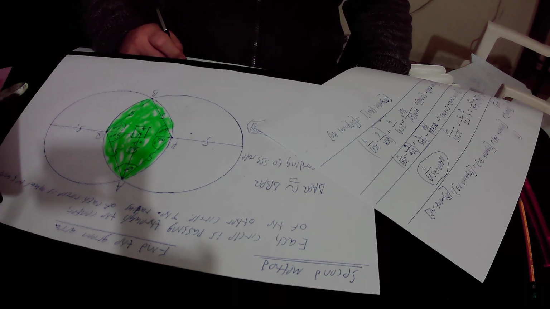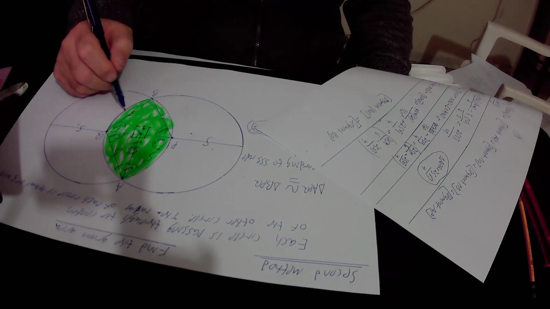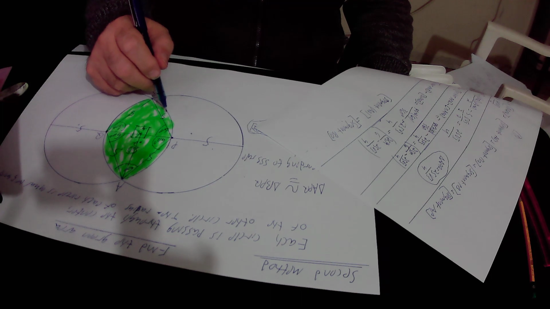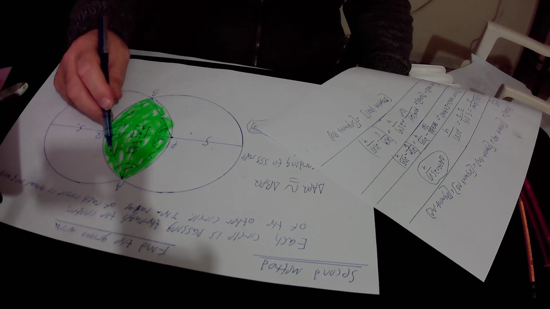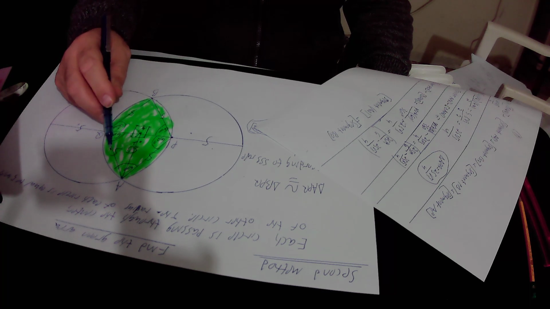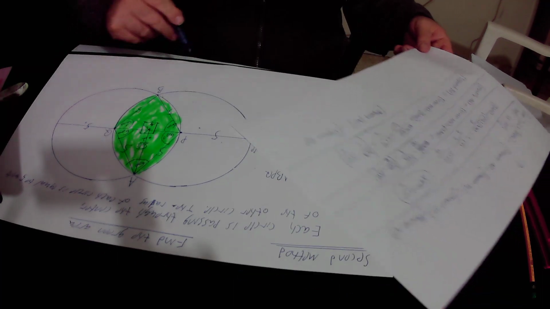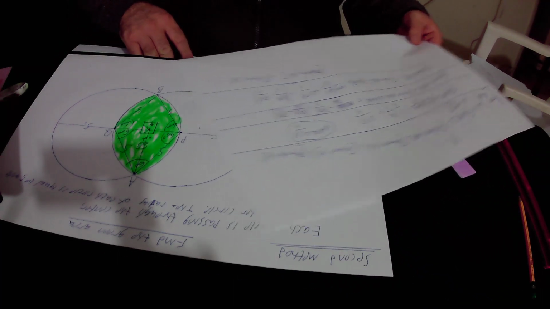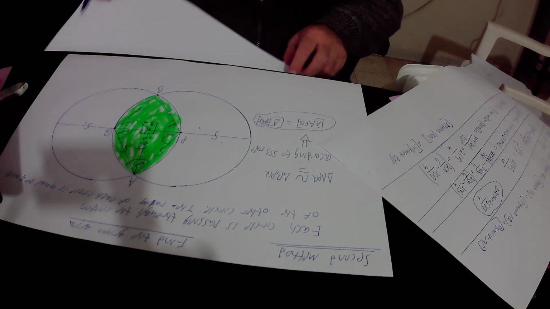Therefore, the area of those four segments, segment AQ plus segment QB plus segment PB plus segment AP, will be equal to 4 times the area of segment AQ, because the areas of those 4 segments are equal to each other. So we will multiply the area of segment AQ by 4 and we will get the area of those 4 segments.